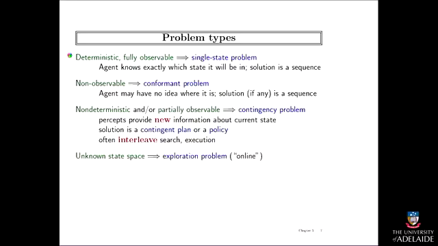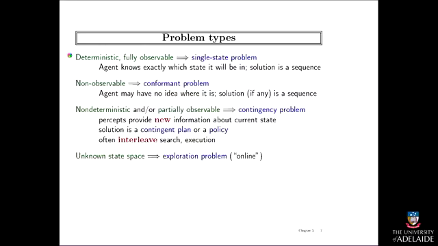So the solution in this particular case is not a fixed sequence of actions, it's a contingency plan or a policy. The policy is the thing that tells us what action to take next. It's effectively an algorithm or a method to tell us how to choose the next action as a function of the current state we're in and what we're currently observing.